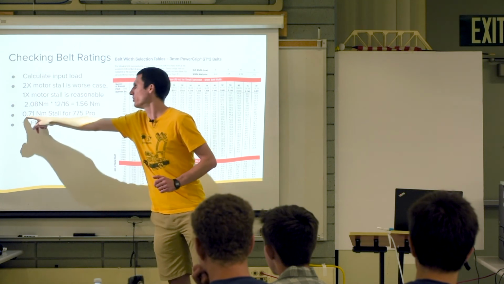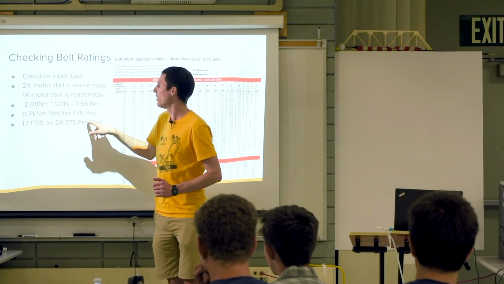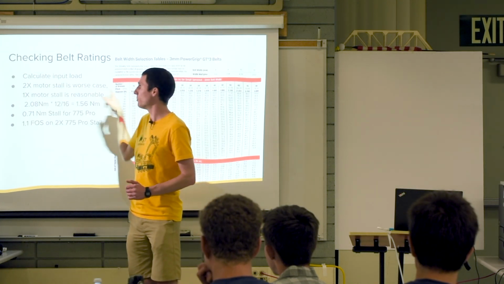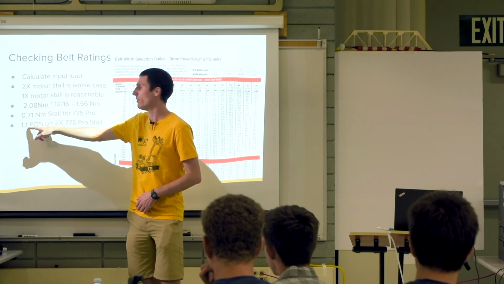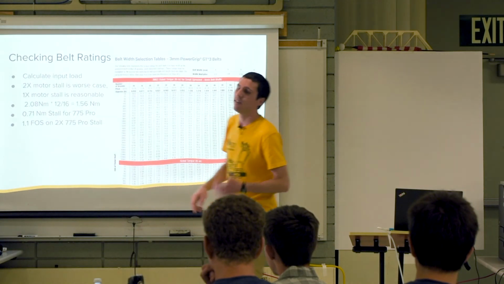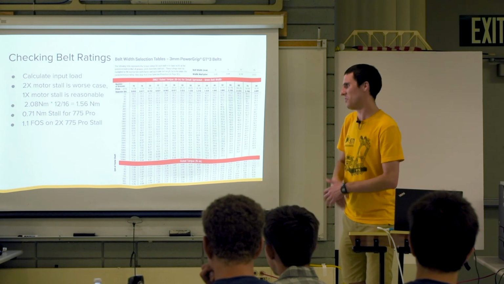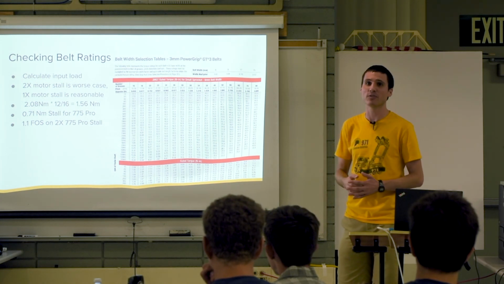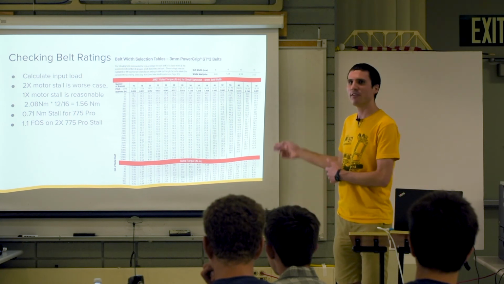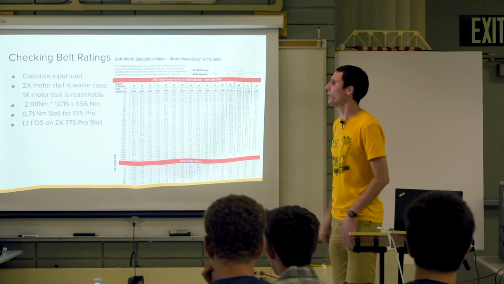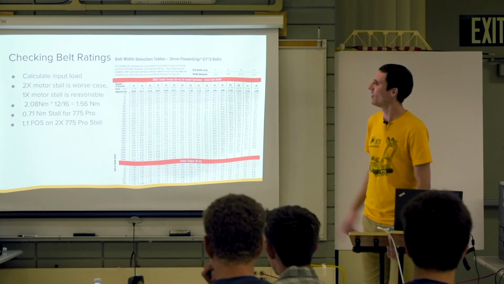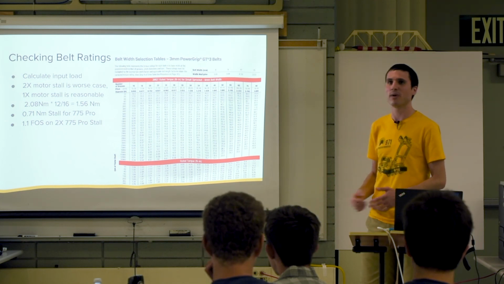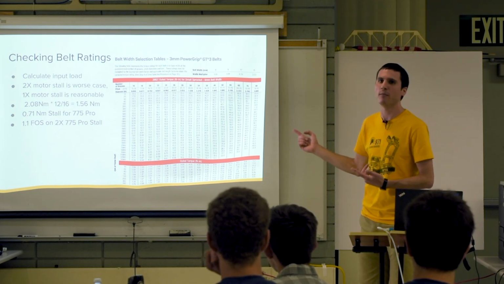If we compare that to our 0.71 Newton meters of stall, and we use the 2x motor stall torque, we actually end up with a factor of safety of 1.1. We wouldn't design that into a piece of industrial automation if we wanted it to last for 10 years without maintenance. But for the robot, that's actually pretty good, and that fits with our experience. We've been running these belts for a while, and we've never had a problem with them.